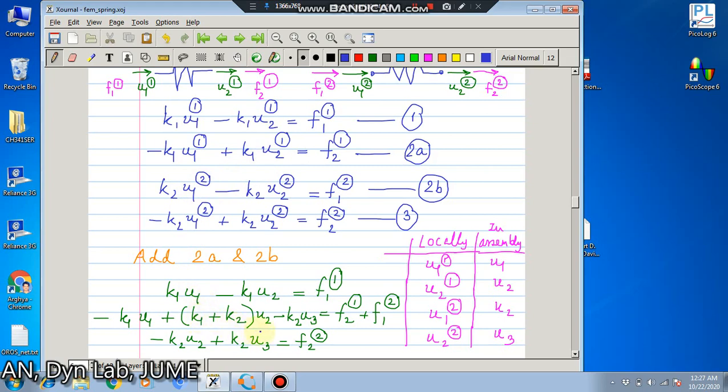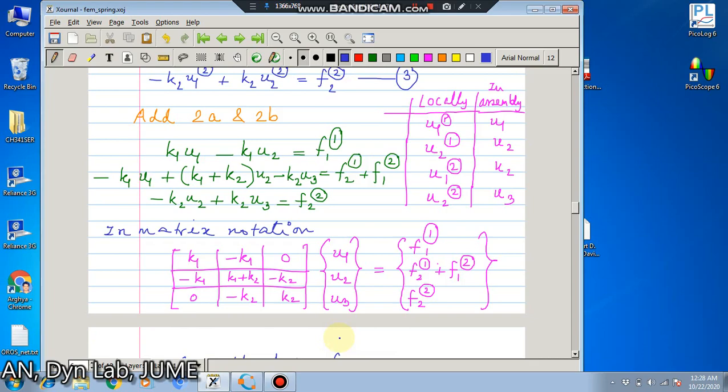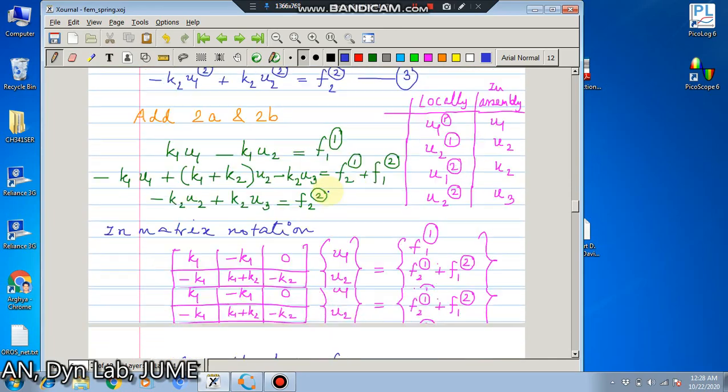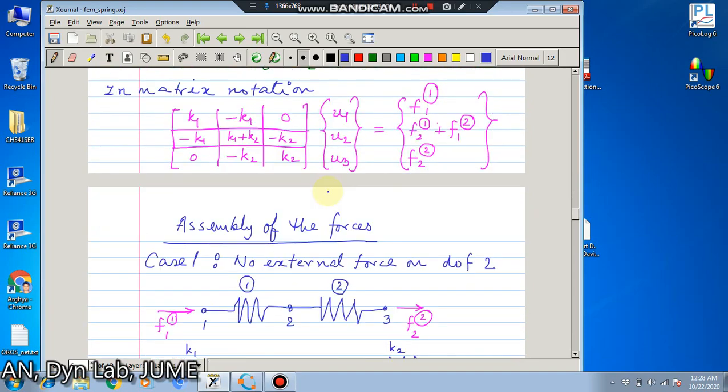So K1 plus K2 into U2 minus K2 into U3 is equal to the sum of these two terms on the right hand side. So this is this, and the third equation is minus K2 into U2, because U1 of 2 is U2, plus K2 into U3, because U2 of 2 is U3. So this is the third equation. In matrix notation, this is this. So this is the same as what we got here. So we are not violating the equilibrium equations, that much we are sure.